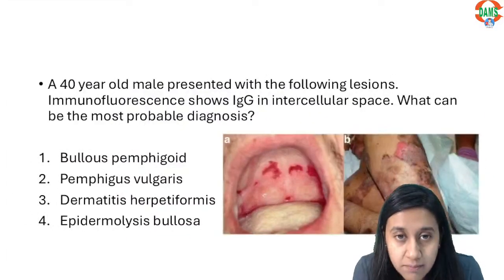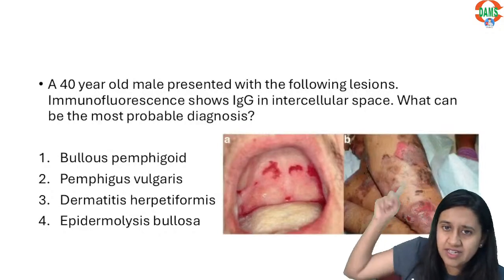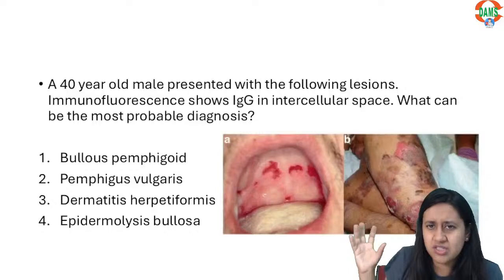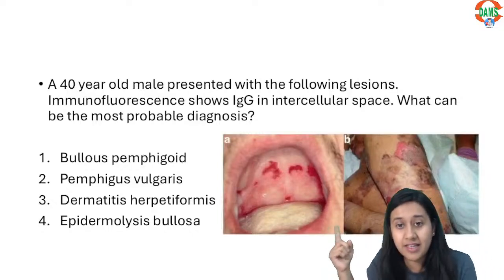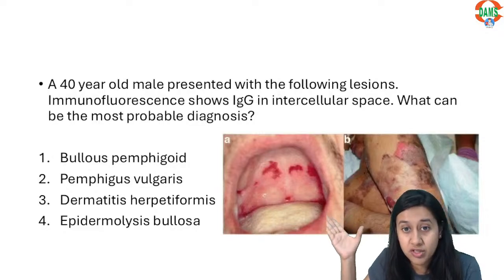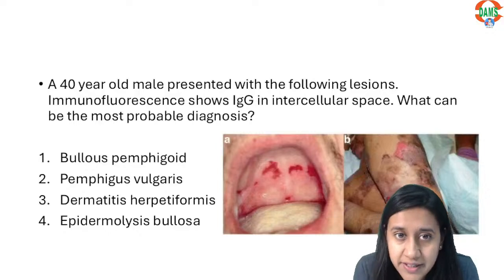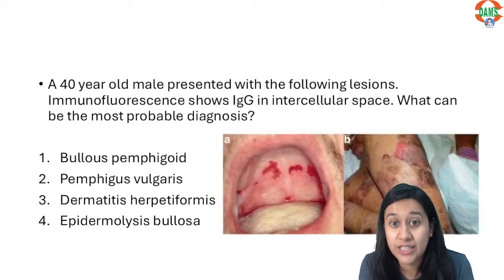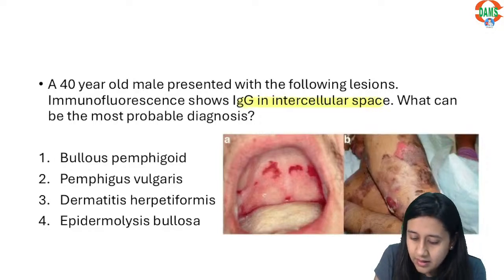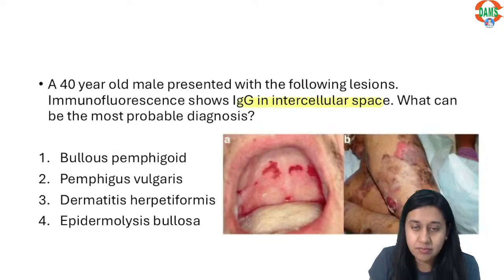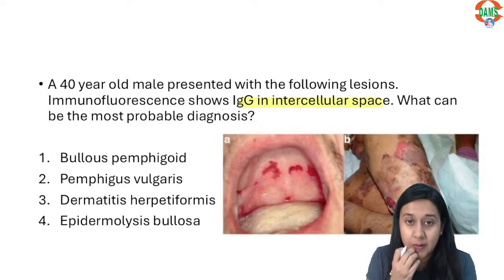We have a 40-year-old male who presented with the following lesions. Now what you can notice is that there are some erosions, crust, and blisters on the extremities and on the body. The picture number one here shows the mucosal lesion. They are also giving a hint that the immunofluorescence shows IgG in the intercellular space. What can be the most probable diagnosis? So, what will be your answer here? Anyone can tell me the answer here.